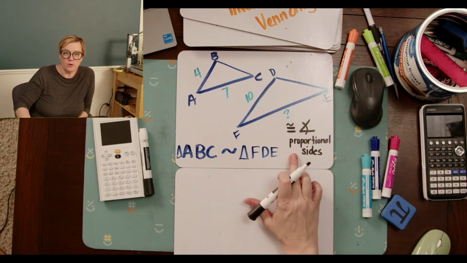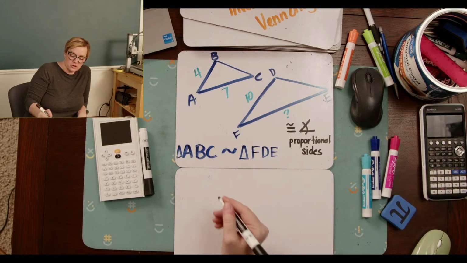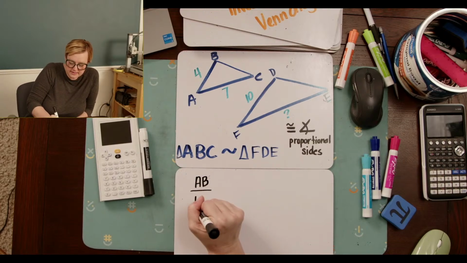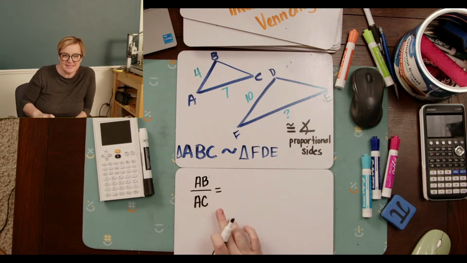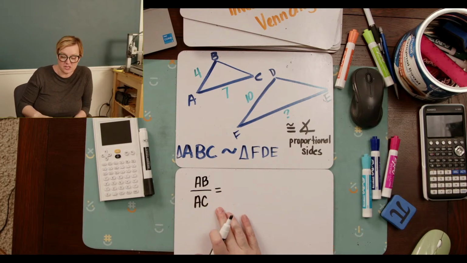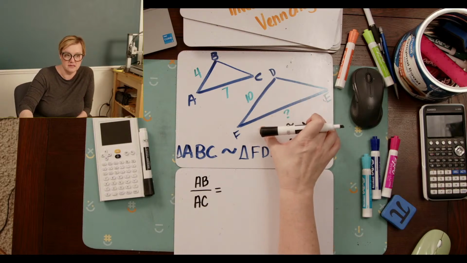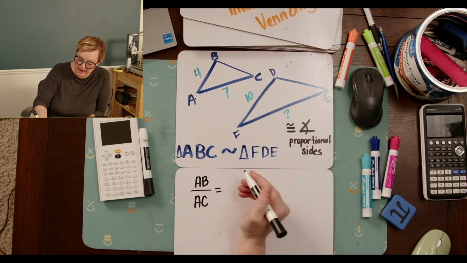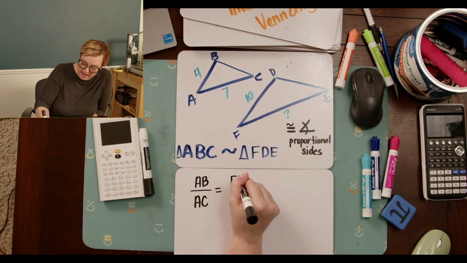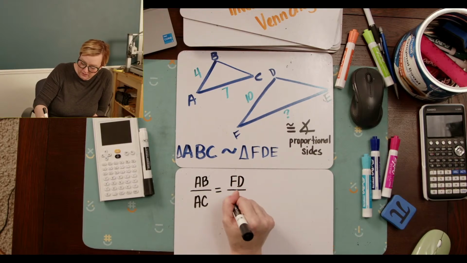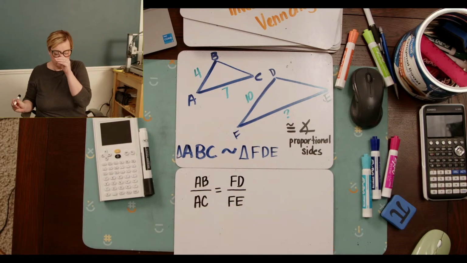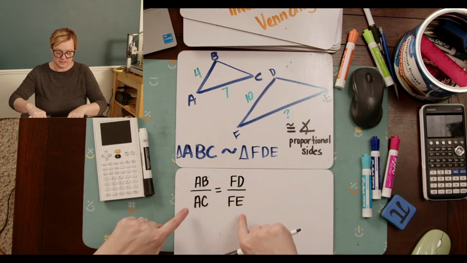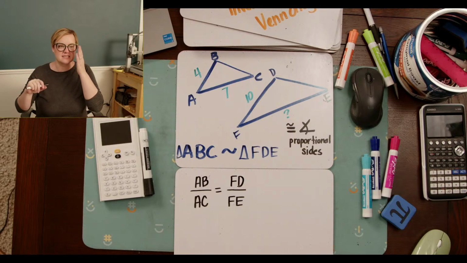Okay, so proportional sides. The relationship between side AB and side AC is going to be the same ratio as the relationship between the corresponding sides. So here we're going to have AB over AC is the same thing as the relationship between side FD and FE. Now I could set up this relationship as AB over FD equals AC over FE, as long as I've got it consistent, right?